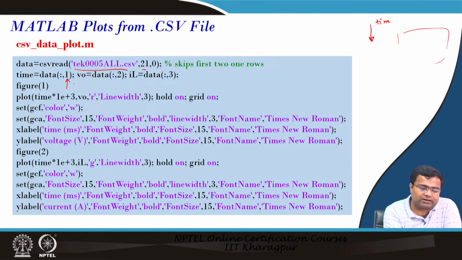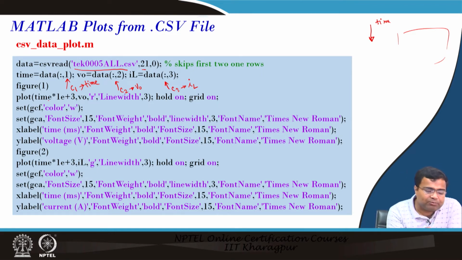The column 1 is the time vector. The column 2 is linked with your output voltage, which is channel 2, and the column 3 is linked with your inductor current. Okay, that we know. Once you get this, you are ready to plot. The data will be by default in seconds, so we multiply by 10 to the power 3 so that we can show it in milliseconds, because we want to show the data in milliseconds. That is why you are scaling the time and plotting the output voltage waveform.